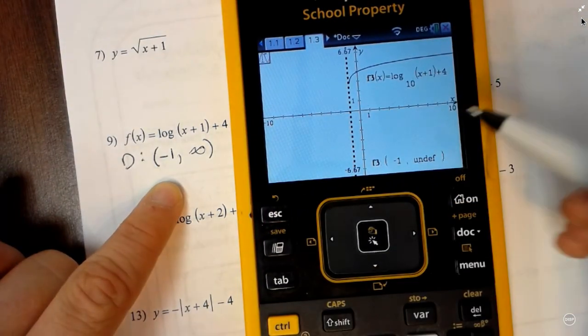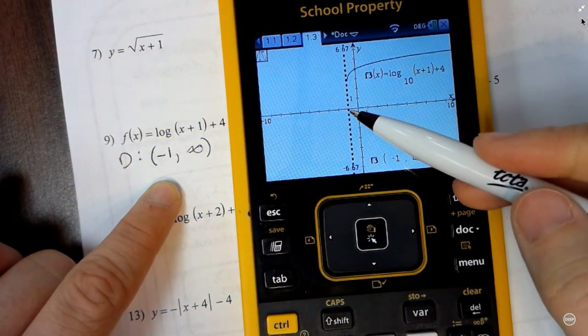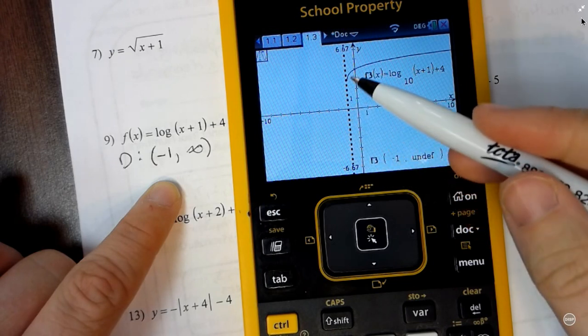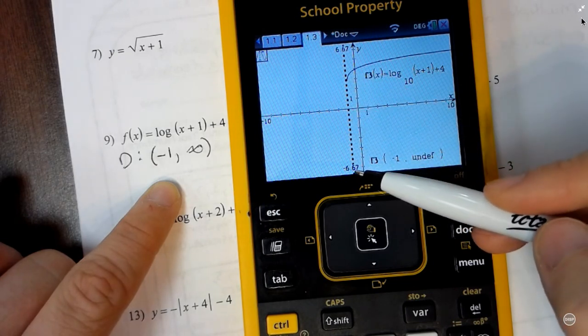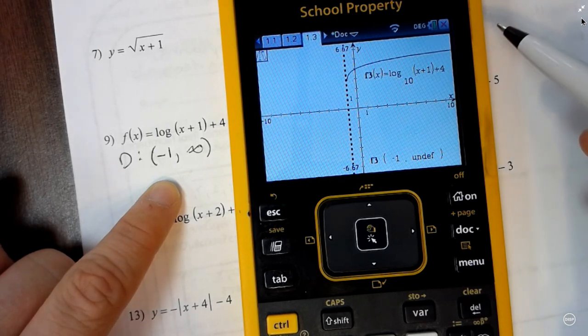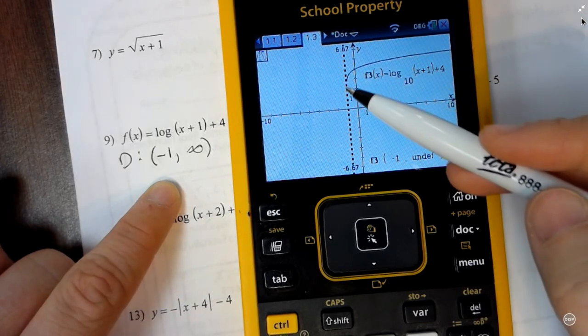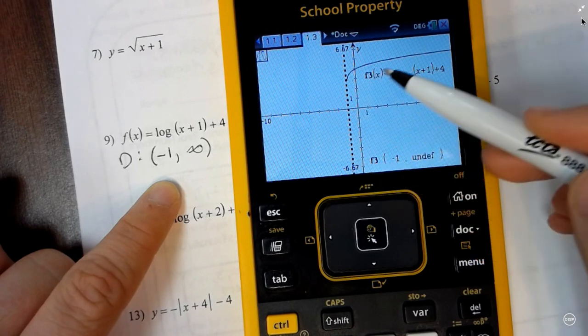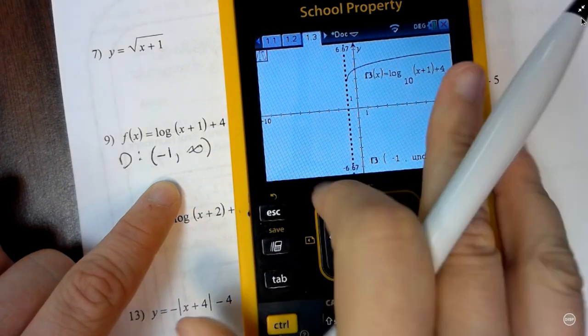And then the y's, so the y's actually keep going down and down forever, even though it looks like the graph stops. So the y's keep getting lower, and then they gradually, slowly grow in this direction. So the y's go from negative infinity to eventually positive infinity.